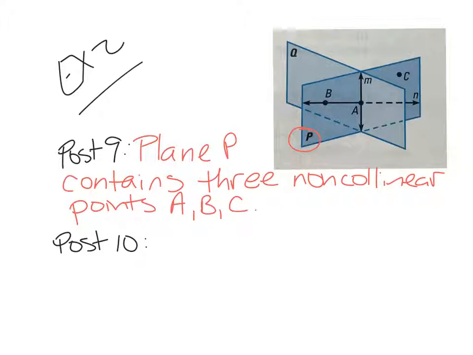P. P again, works for me. So we want to talk about 2 points. Which 2 points should we talk about? B and A. So we're going to say points, or point A and B, is probably the better way to say that, lie in which plane? P.